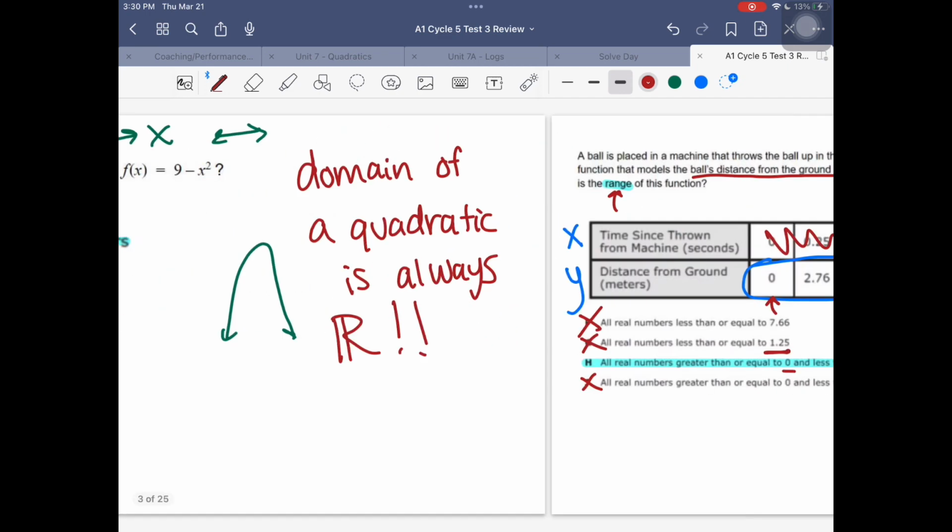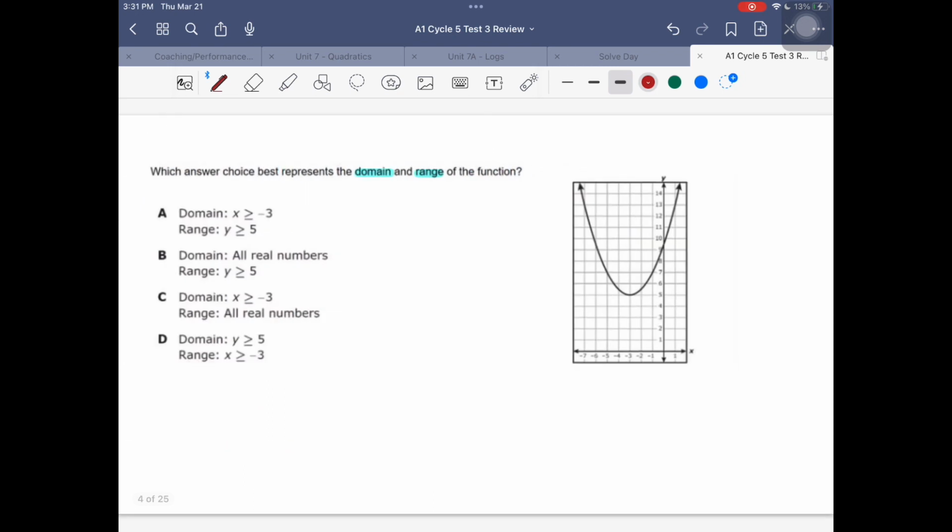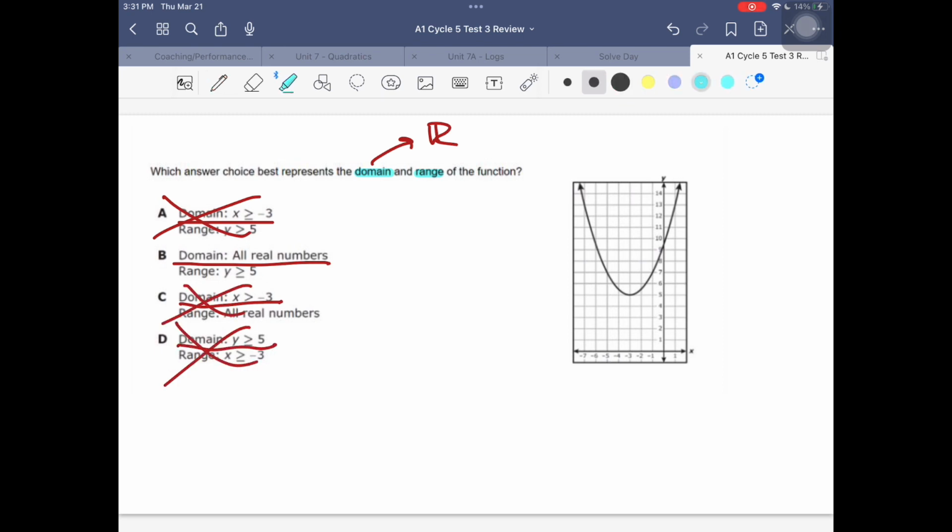So let's look. This is a quadratic, right? Okay, this is a quadratic. The domain has to be all real numbers. Let's look. Does that say all real numbers? No. Does this one? It looks like it, so this one looks promising. The domain, all real numbers? Nope. Domain, all real numbers? Nope. By process of elimination, this is my answer.